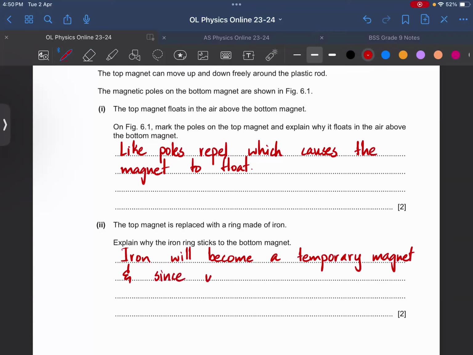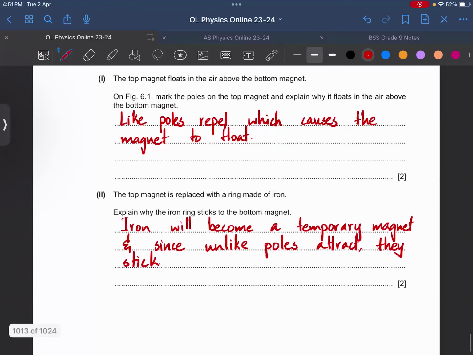और फिर आपको अगले पार्ट में बताना है कि क्यों स्टिक करेगा. तो आपको पता है कि अगर स्टिक करेगा इसका मतलब पोल्स ही ऐसे इंड्यूस होंगे कि ये स्टिक कर जाए. ठीक है, सो दे मस्ट बी अनलाइक पोल्स. डन. प्रीटी इजी. अभी तक कोई इतना मुश्किल पार्ट नहीं आया हमारे सामने.